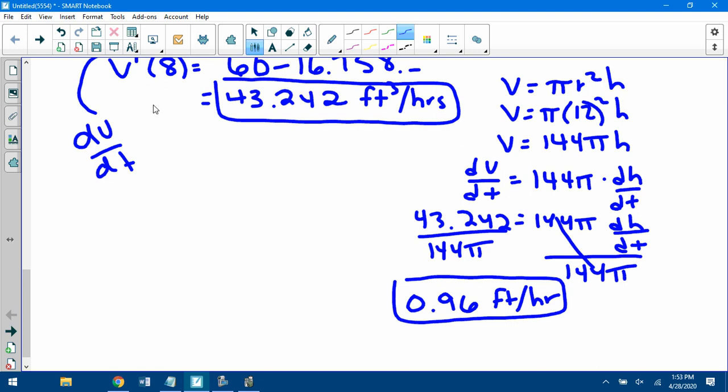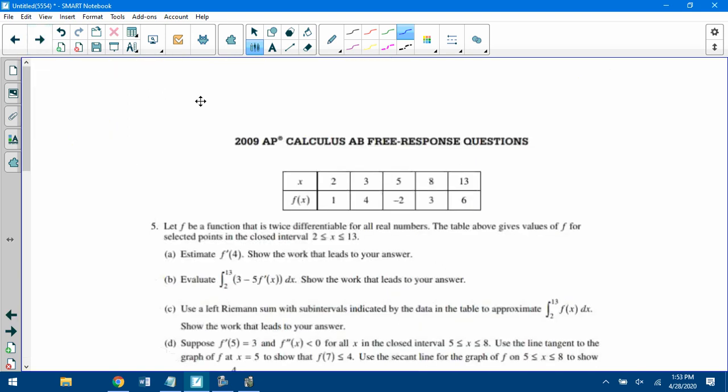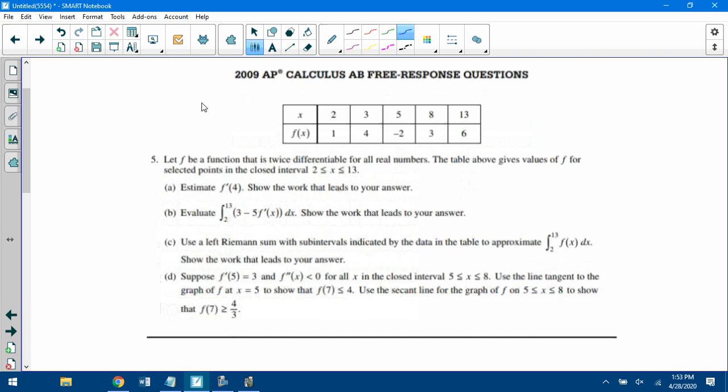Okay, number 2. Okay, here's one from 2009. Let f be a function that's twice differentiable. What's that mean? It means you're able to take the derivative twice. Table above gives values for f at selected points between 2 and 13. Estimate f prime of 4.